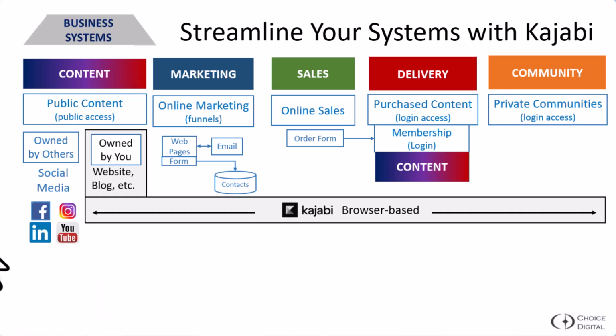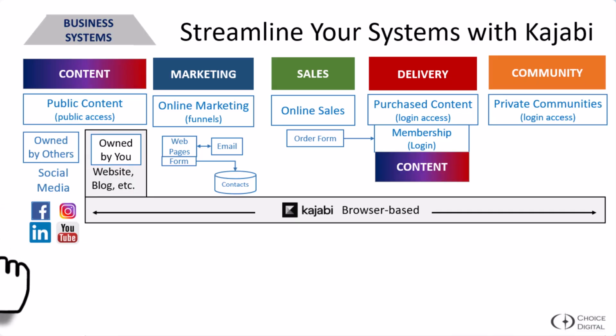Now, a system I recommend is Kajabi. So you can replace all of those capabilities that you need for content publication, for marketing, funnels, for doing online sales, for doing online delivery, and for providing an online community. All that's available in one tool, Kajabi. Kajabi is browser-based, so you can use it on your desktop or on your tablet or on your phone.